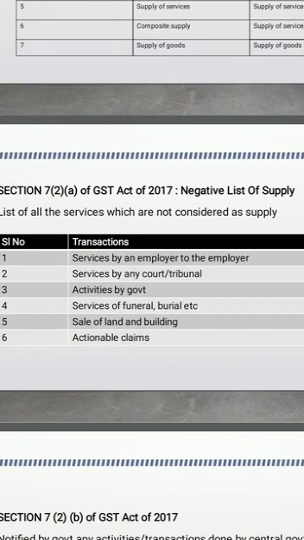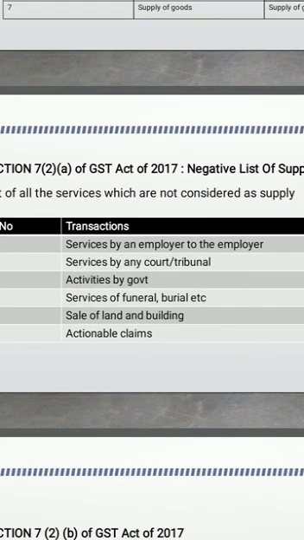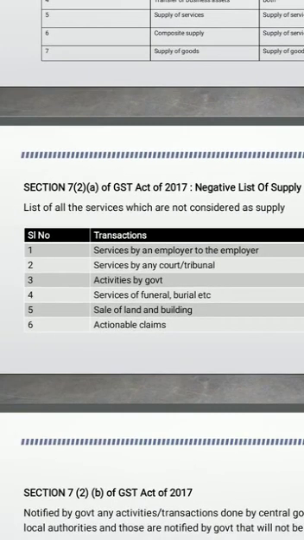First, services by an employer to employee. Commonly, an employee will render services to the employer in terms of fulfilling his job, and then he will get the salary. But here they have mentioned services by an employer to the employee. What are the services which an employer will provide to the employee? The services provided by the employer, such as he may give the driver, he may give the car, he may give the house. All these services are not considered as a supply according to the GST Act of 2017.